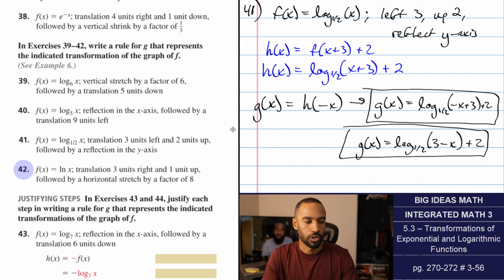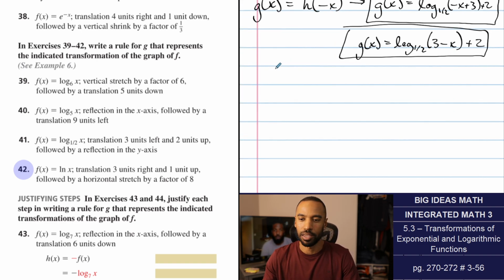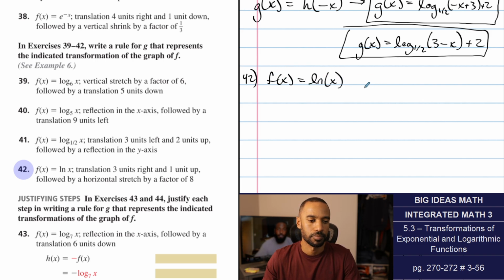All right, number 42. This says natural log. That doesn't say ln x. It says natural log of x. We haven't graphed any natural logs. I don't know if we're going to. But f of x equals the natural log of x. We are going to translate this thing right 3, 1 up, and horizontal stretch by a factor of 8.